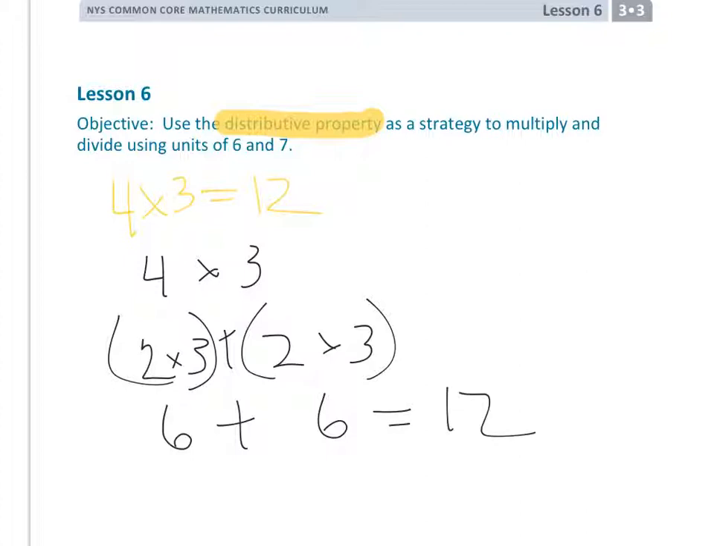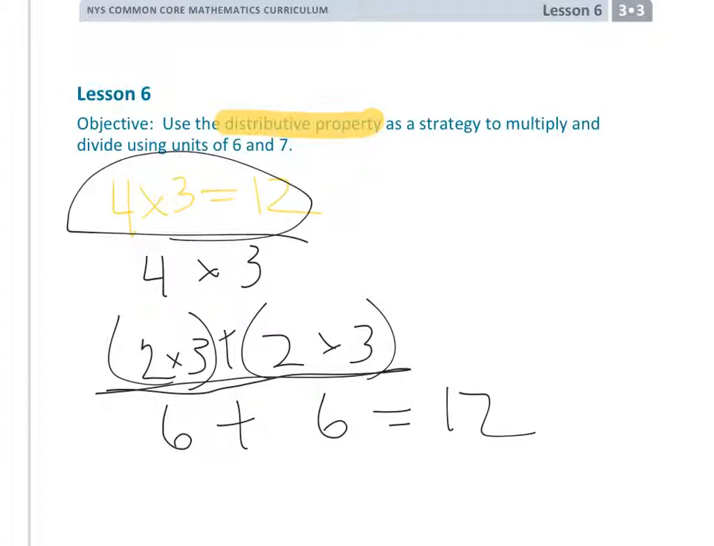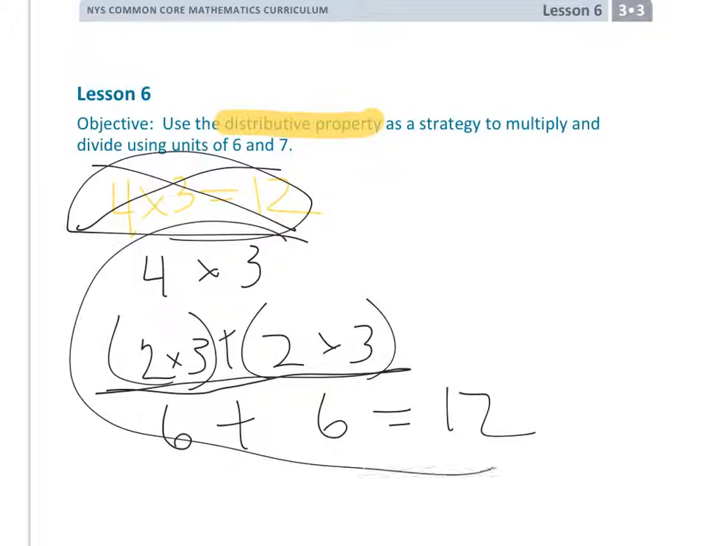Even if you already know 4 times 3 is 12, you are here to practice the distributive property so that when it gets to bigger numbers, you can handle it and use it at that time, but you practice it with numbers you already know. So I'm not looking for this. I'm looking for this. This is what you're going for. Okay, let's go ahead and move on to the first page of the problem set.